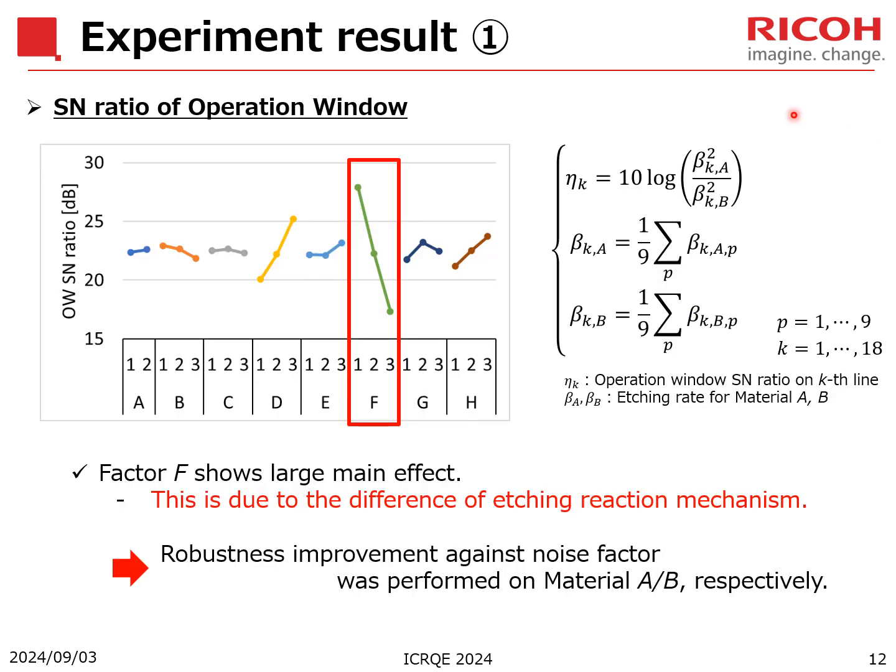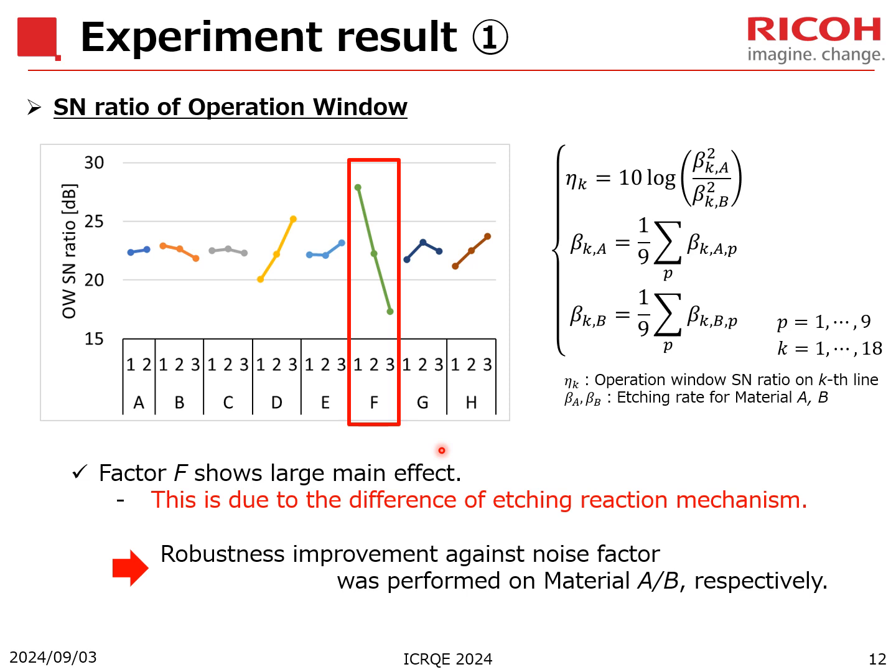So this is the experiment result. This chart shows the SN ratio of the operation window. The result indicated that factor F has a significant main effect on the etching process. Factor F is related to the etching gas. This finding suggests that the reaction mechanism between material A and material B is different.